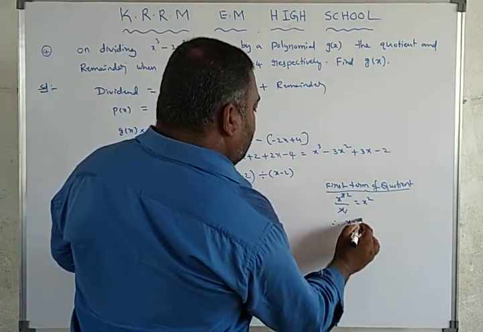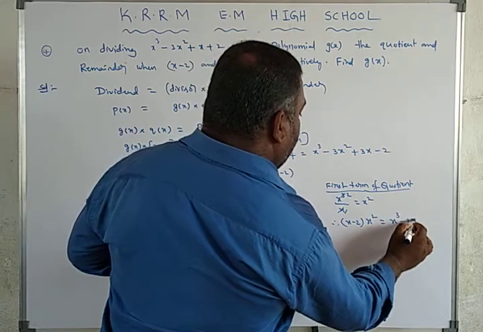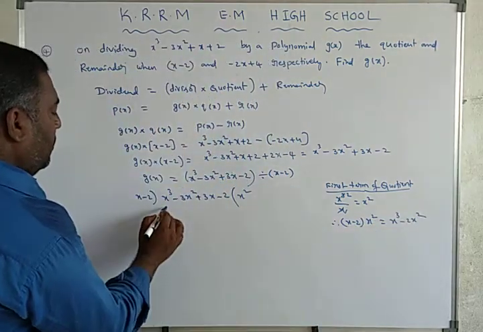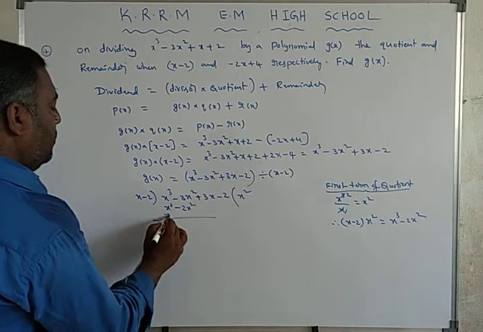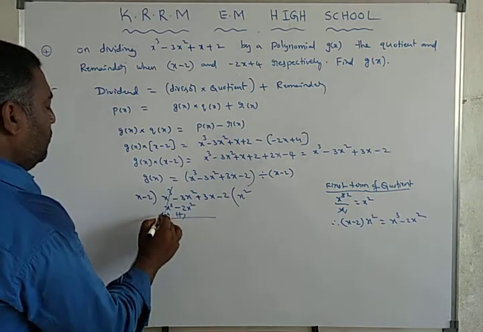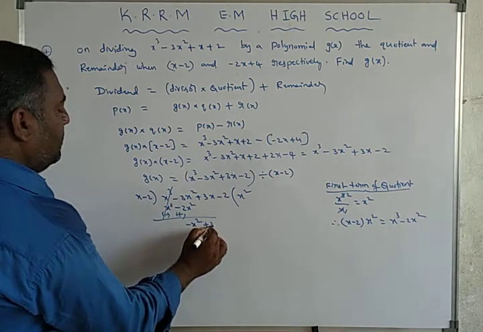Therefore x minus 2 into x square is x cubed minus 2x square. So here minus, this one is plus, these two are cancelled. Minus 3x square plus 2x square gives minus x square, plus 3x.